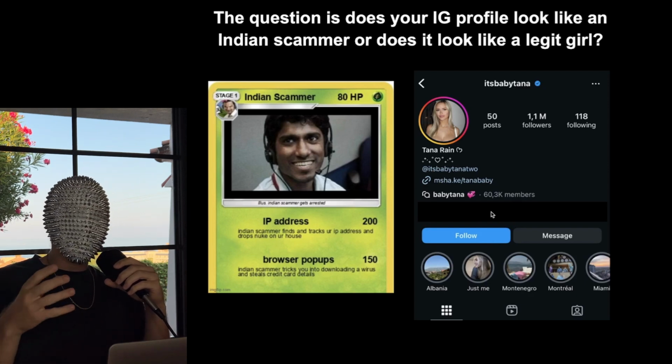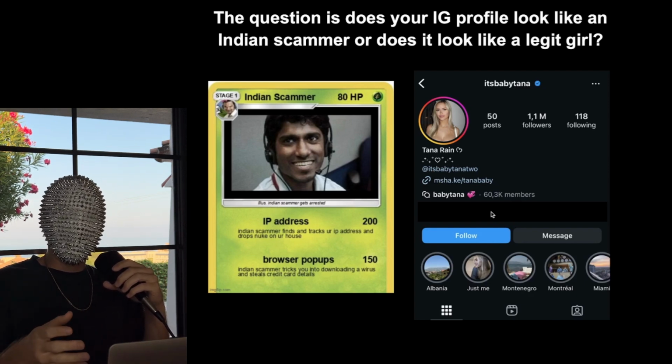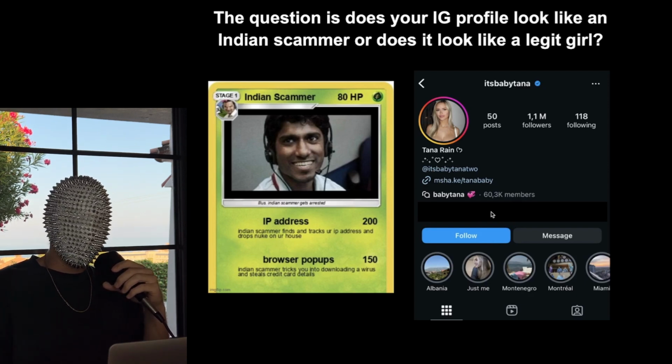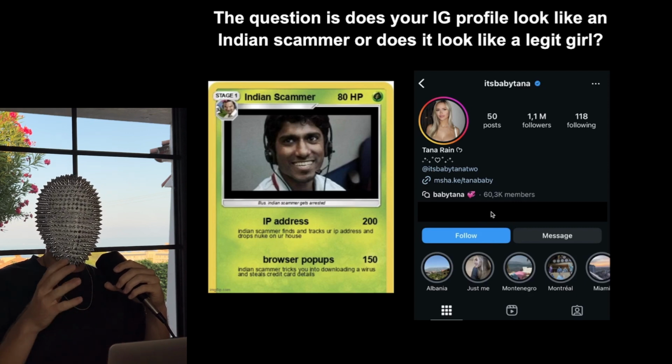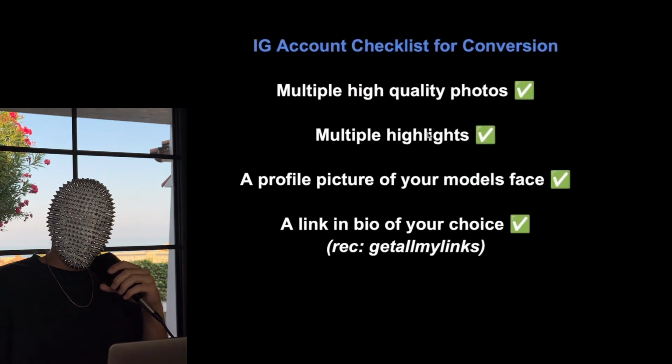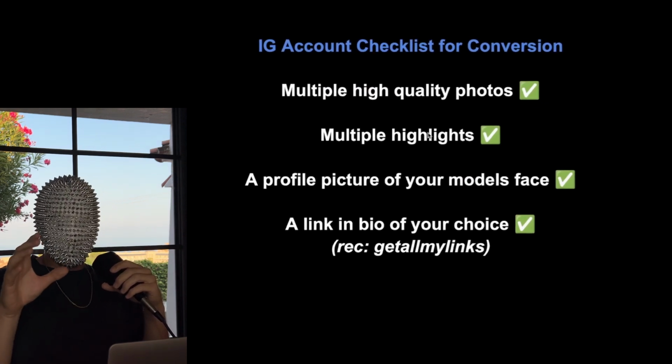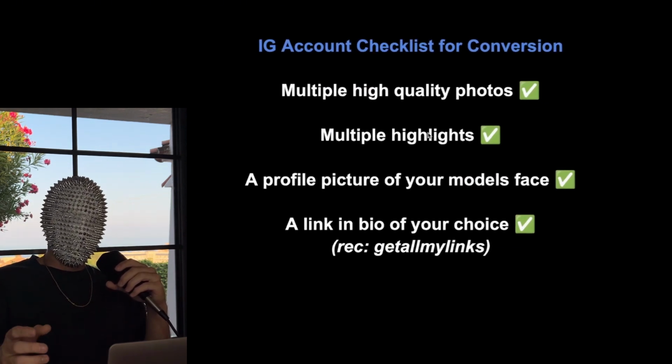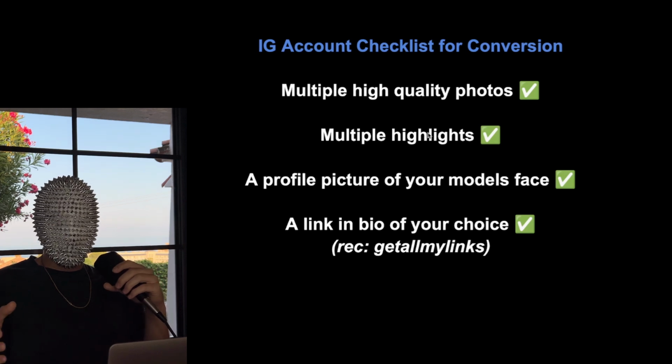Now it's very likely that you might actually be an Indian scammer, just given the nature of the OF industry, but I advise you to try your very hardest to hide that fact. I'll walk through it all right now. So this is gonna be your IG account checklist for conversion. So you're gonna need multiple high quality photos.